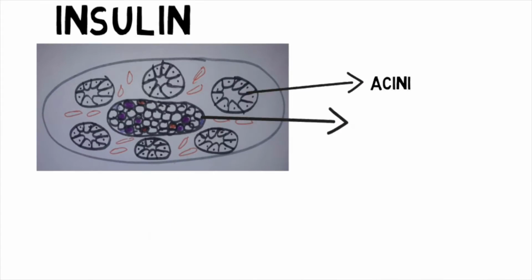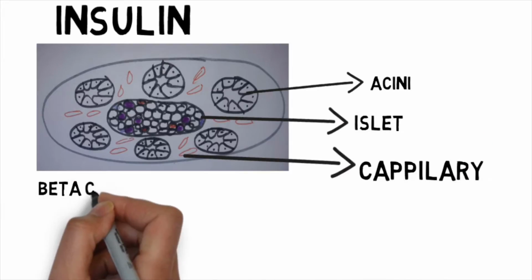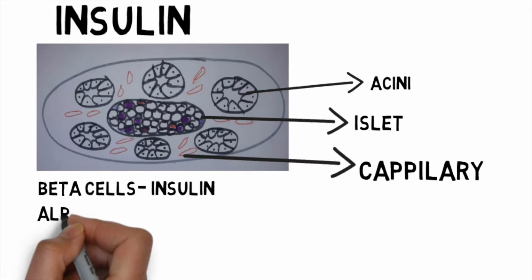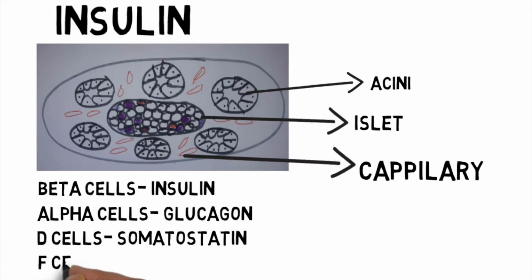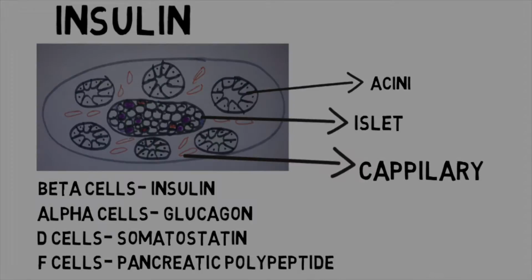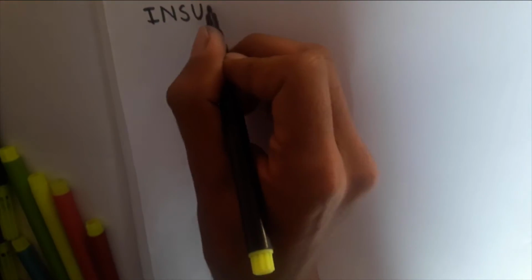The pancreas gland has exocrine acini and endocrine islets. Insulin is secreted by the beta cell of the pancreas situated at the center of the islet. Alpha cells at the periphery secrete glucagon, delta cells secrete somatostatin, and the F cells secrete pancreatic polypeptide. Now let's look at how beta cells synthesize insulin.